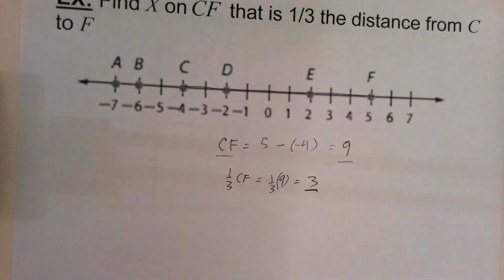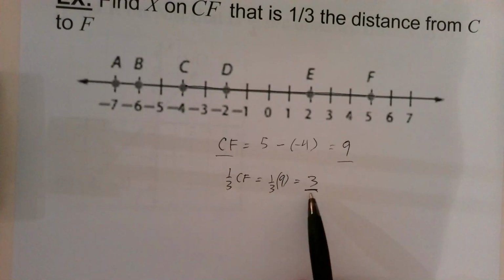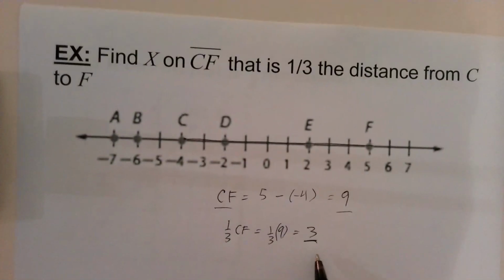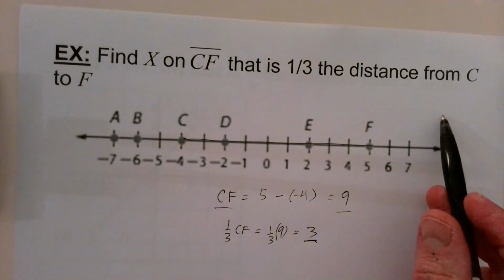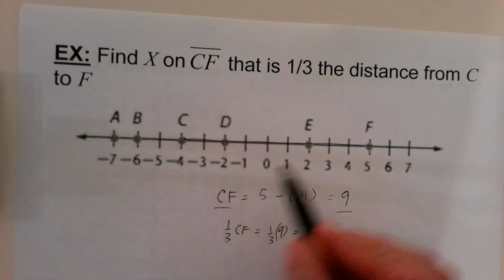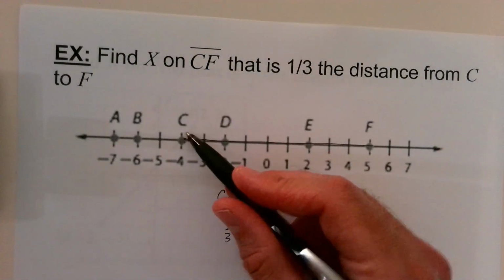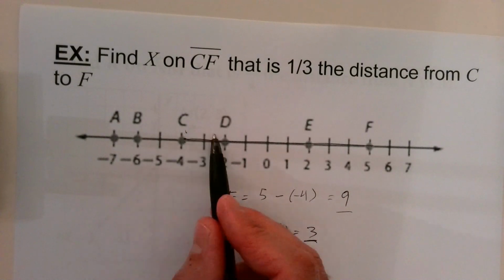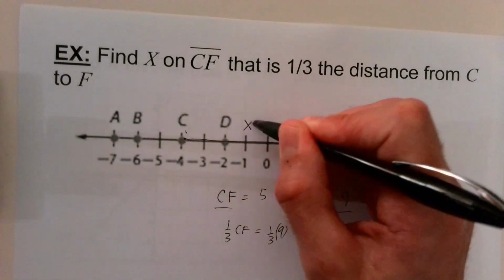So this tells me the distance that I need to travel. So I need to start from C and head towards F. So I'm going to go forward, or towards F, 1, 2, 3. Okay, that's where X is.